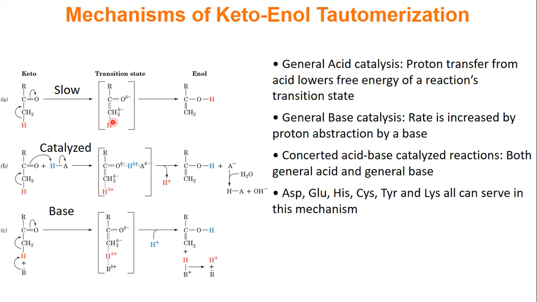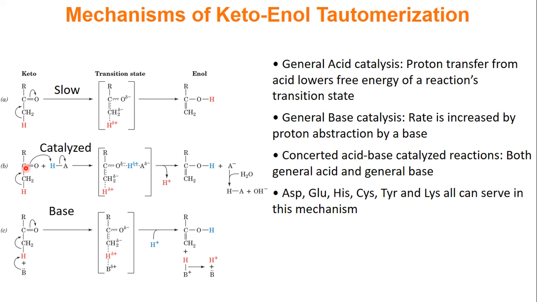Hydrogens on carbons aren't acidic, so this is an extremely slow reaction. So we can catalyze this by doing either acid or base catalysis. In the acid catalysis, we will present an acidic hydrogen to this oxygen. That oxygen will try and take this hydrogen, which would make this carbon partially charged.